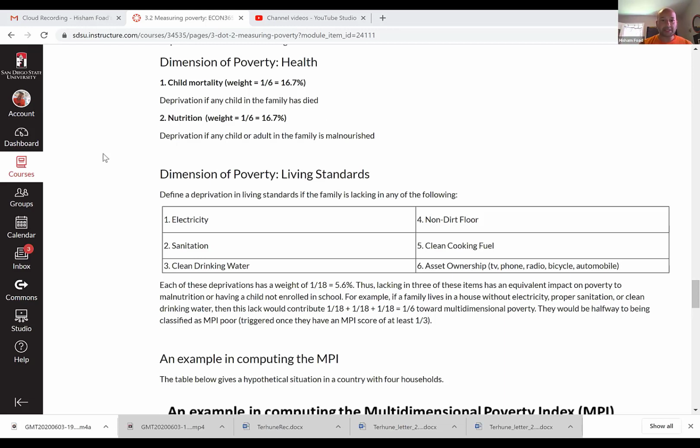Okay, so basically what we do is we take a look at a household and we count up the number of deprivations that they have, and we attach the associated score with each of those deprivations. Now, I'm not going to ask you to memorize these weights. You need to know what the deprivations are, but I'll give you the weights. I don't think it's that important to memorize numbers, but I do want you to understand the way that this is computed.